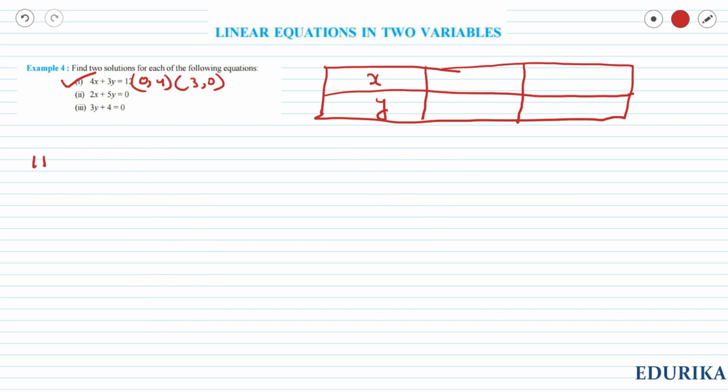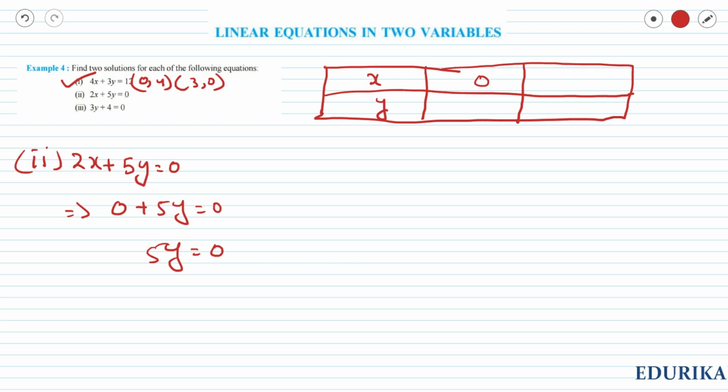So now let's look at the second bit. The question is 2x plus 5y is equal to 0. So now let's consider the value of x to be 0. If you keep the value of x to be 0, then here you get 0 plus 5y is equal to 0, and the value of y will be what? 5y will be equal to 0, and ultimately the value of y will also be 0. So this is one of the solutions, that is 0 comma 0.